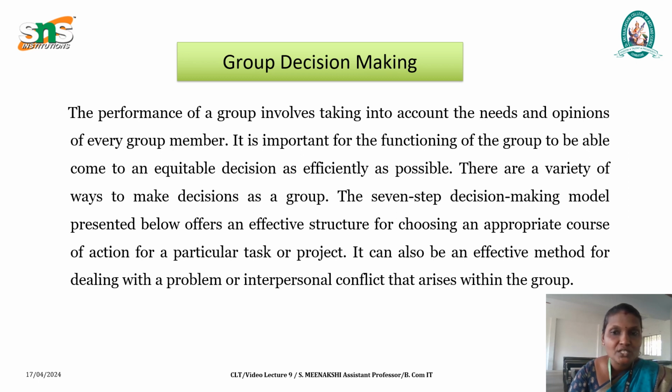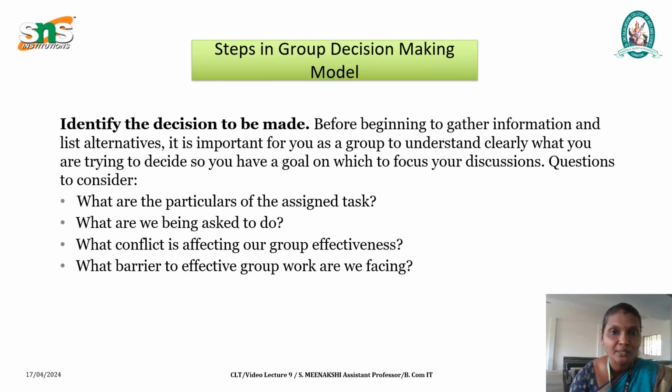The seven-step decision-making model presented below offers an effective structure for choosing an appropriate course of action for a particular task or a project. The task can be anything, or the project can be anything, but it is important to choose an appropriate course of action for offering an effective structure. It can also be an effective method for dealing with problems or interpersonal conflicts that arise within the group. So we are going to learn about the seven-step decision-making model.